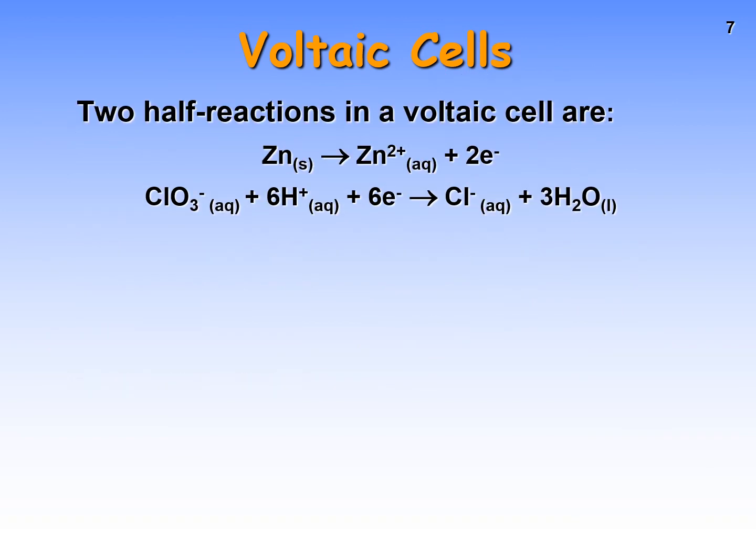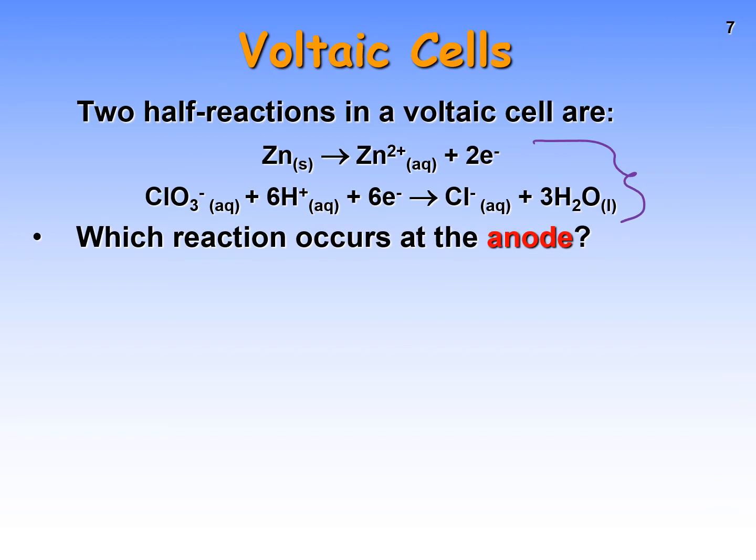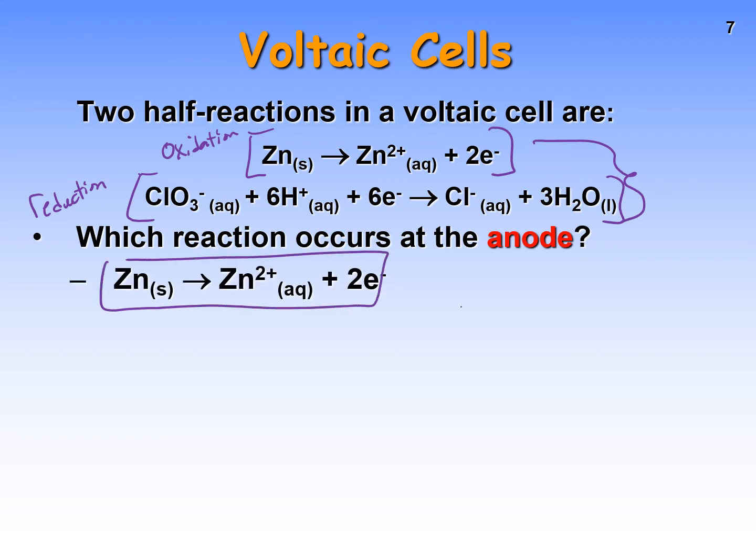All right. So, two half reactions in a voltaic cell are these two. Let's ask some questions about this. Which of these occurs at the anode? Well, as we just learned, oxidation occurs at the anode. This is an oxidation. This is a reduction. So I know that this reaction is going to be occurring at the anode because it's the oxidation half reaction out of these two. We know that because oxidation always occurs at the anode.